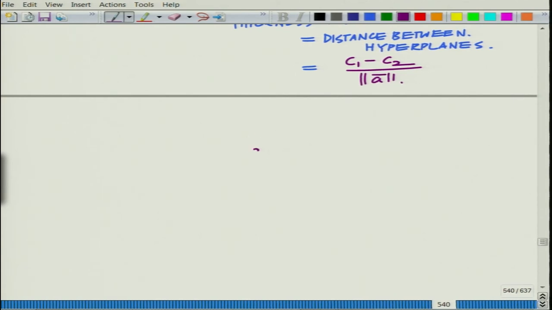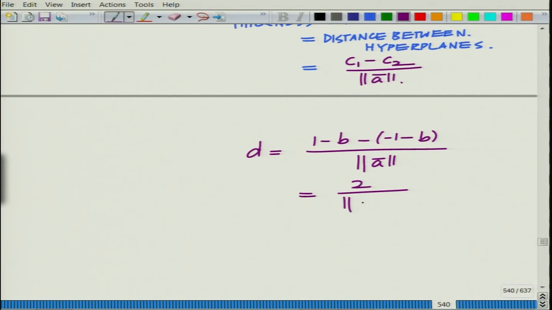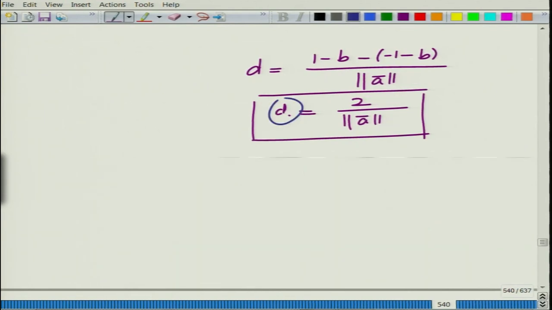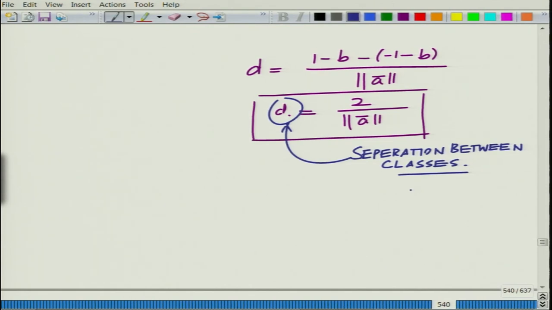So D equals C1, that is 1 minus B, minus C2, that is minus 1 minus B, divided by norm of A bar, which is essentially equal to 2 by norm of A bar. This is what we are calling the separation between the points, the separation between the classes. This is the thickness of the slab. Therefore, now we have to find the hyperplanes or the slab which maximizes the separation between the classes.